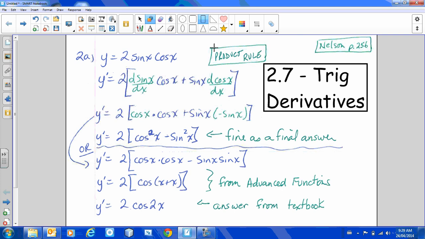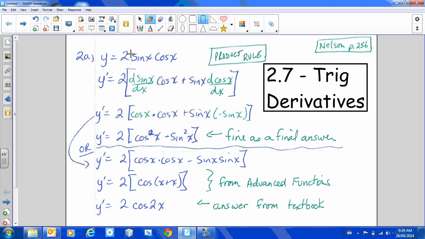The only new thing is the idea that sine derives to cos and cos derives to negative sine. Everything else will be done exactly the same way as any of the questions that you did on the test. So just go over a couple of these solutions and hopefully we can clear up whatever confusion there was. So when I look at the first one, 2a, I have 2 times sine x times cos x. This is a product rule.